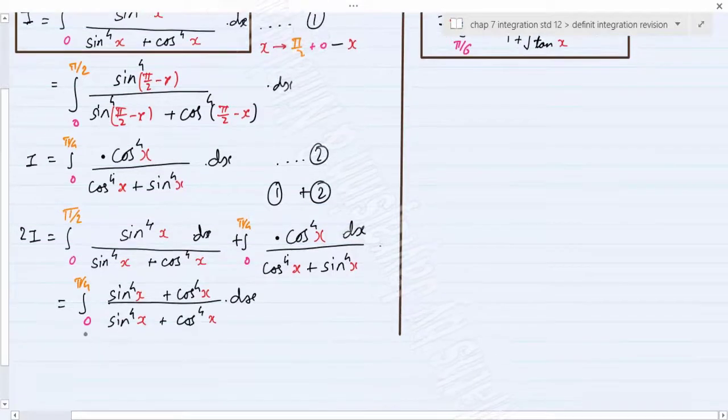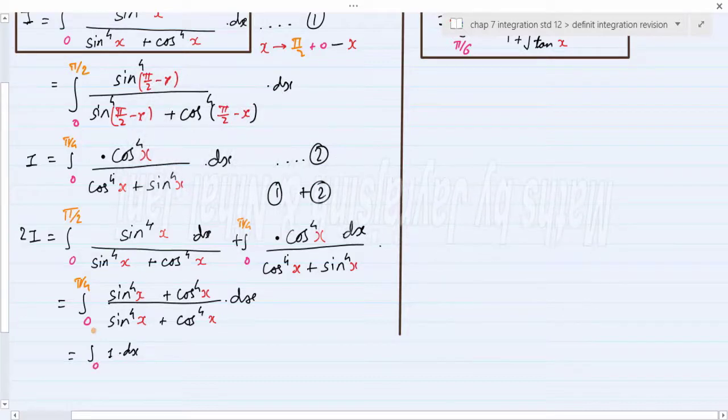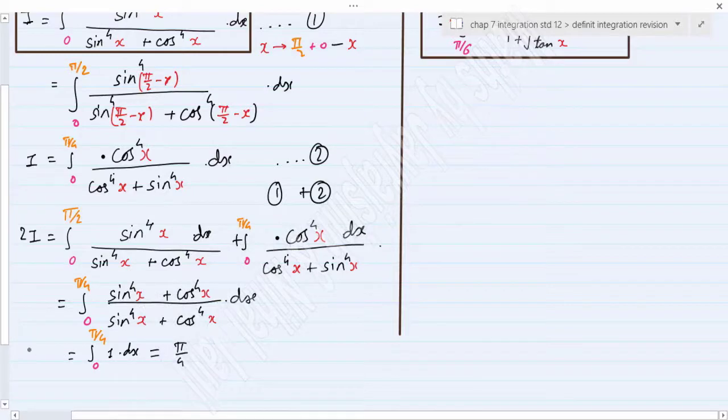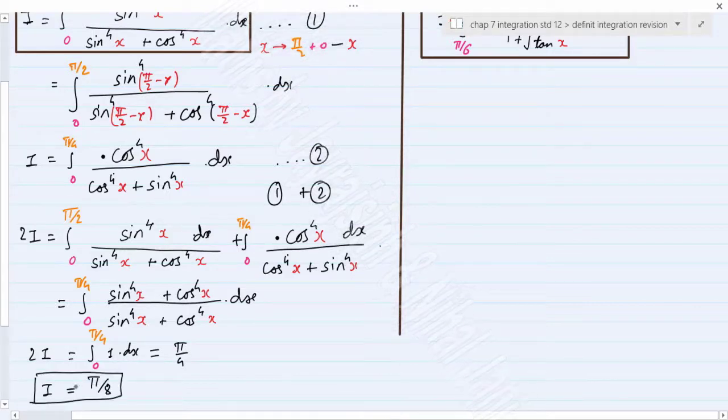Both things will be cancelled out and we just have to integrate 1 with limit from 0 to pi by 2, which is equal to pi by 2. But don't forget, this is your 2I, so we can say your I is pi by 4, which is your final answer. Ta-da!